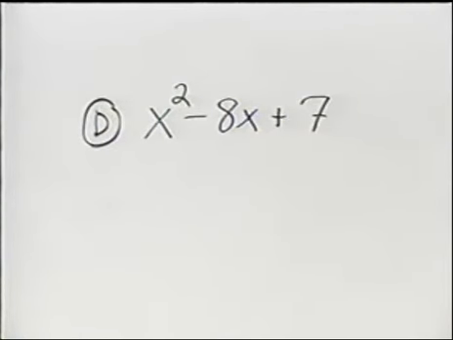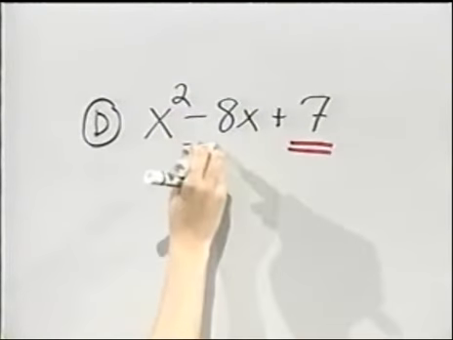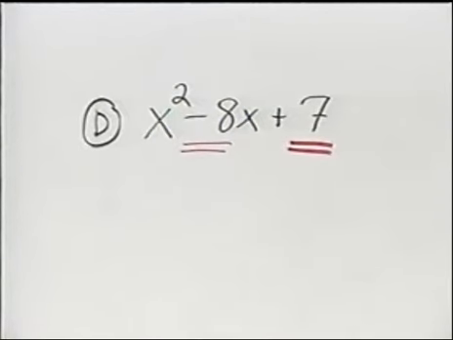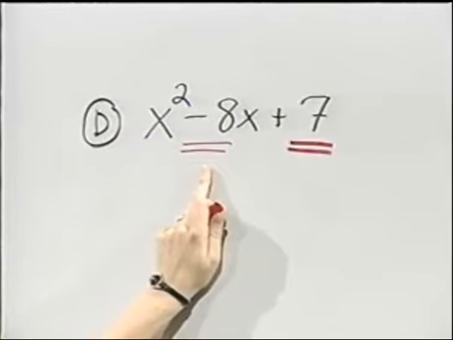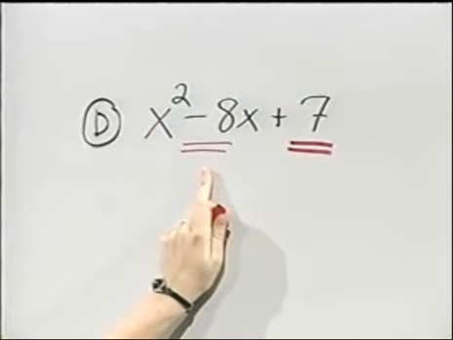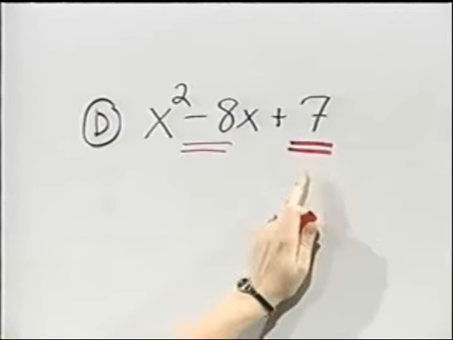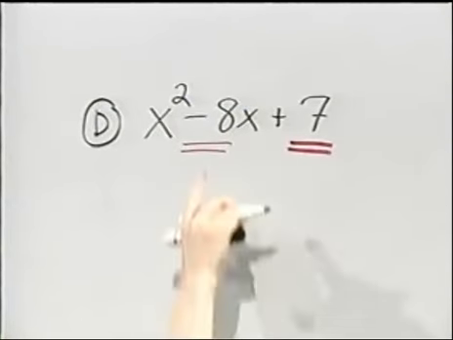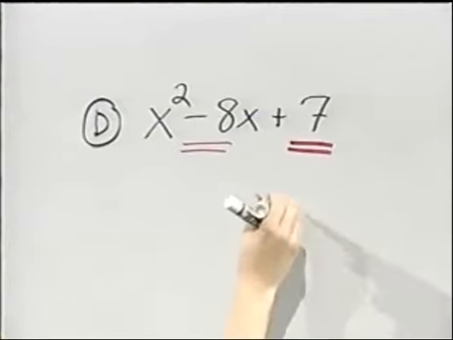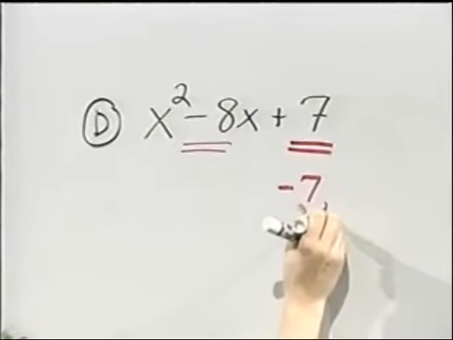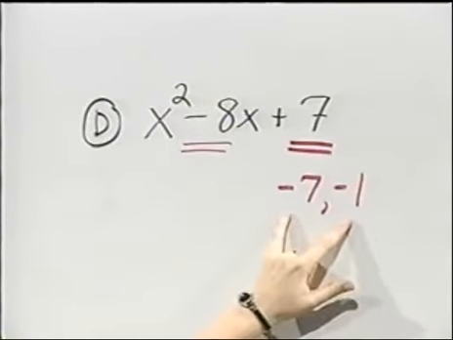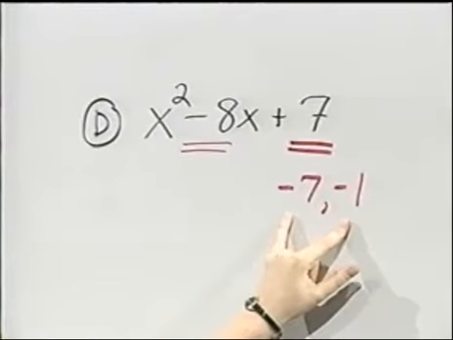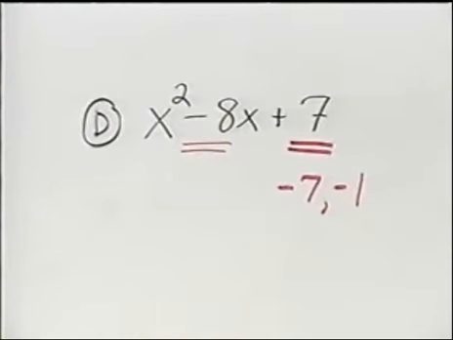Again, you're going to focus your attention first of all on the last number. And then you're going to look at the middle number. So you want to find two numbers that multiply to 7 but add to negative 8. And because this is positive, you want two negative numbers here because you want the sum to be negative. So I think the only two numbers that will multiply to give you 7 are 7 and 1. And if you make them both negative, negative 7 and negative 1, they add to negative 8.